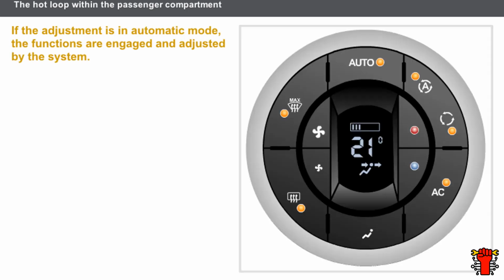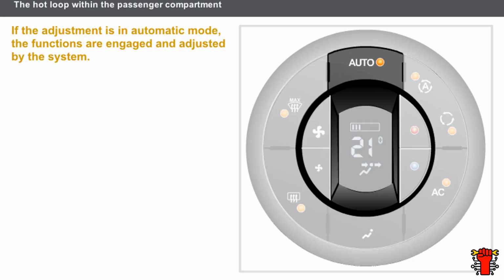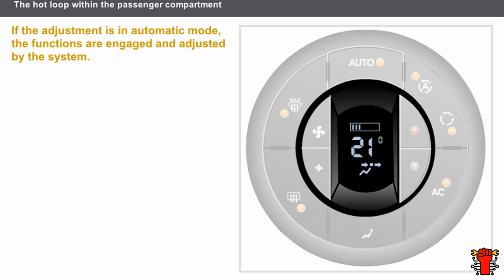Here is an automatic adjustment control panel. If the adjustment is in automatic mode, the functions are engaged and adjusted by the system. The user can return to manual mode by pressing a button other than the temperature control. The automatic function is used to engage the air conditioning automatic adjustment mode. The passenger compartment temperature indicator displays the temperature requested by the user. However, the value displayed is not always the actual value in the passenger compartment.